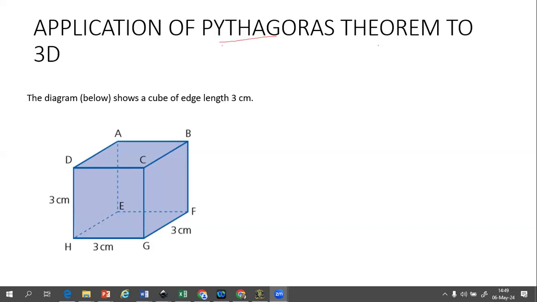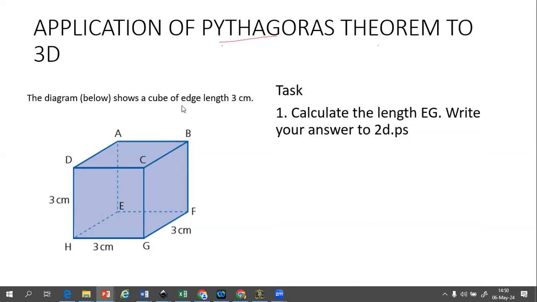Draw. Okay, when you finish. Okay, I think we can continue. Okay, as other people are still drawing. So that is the task that we are going to work on.